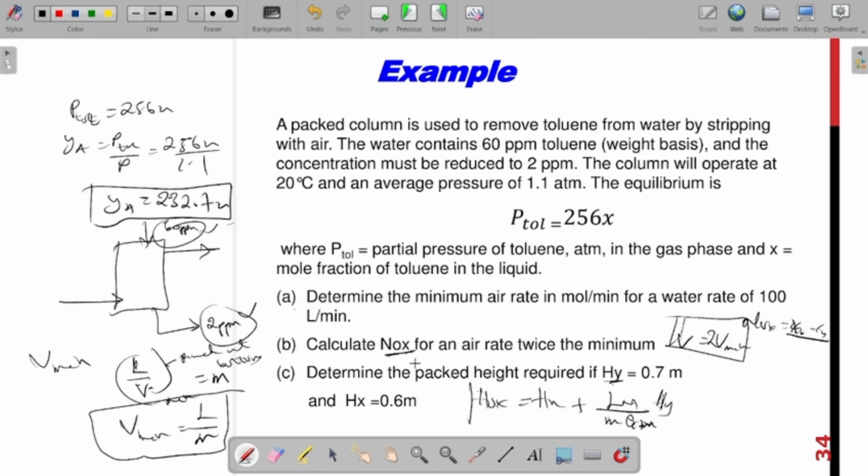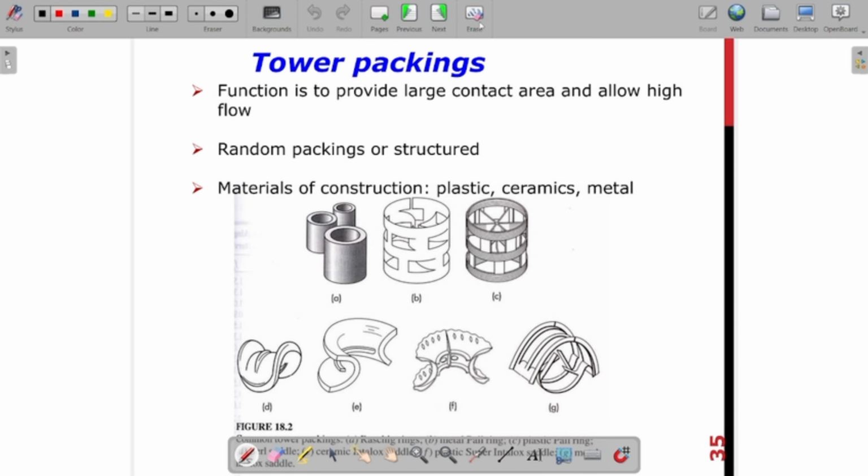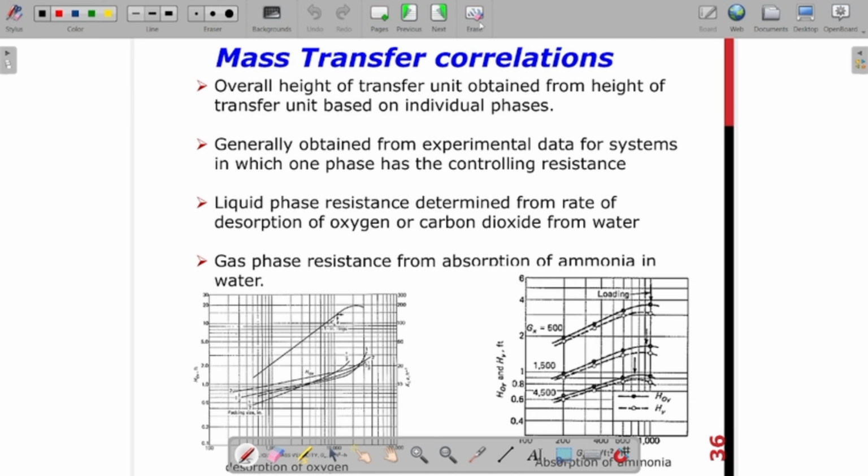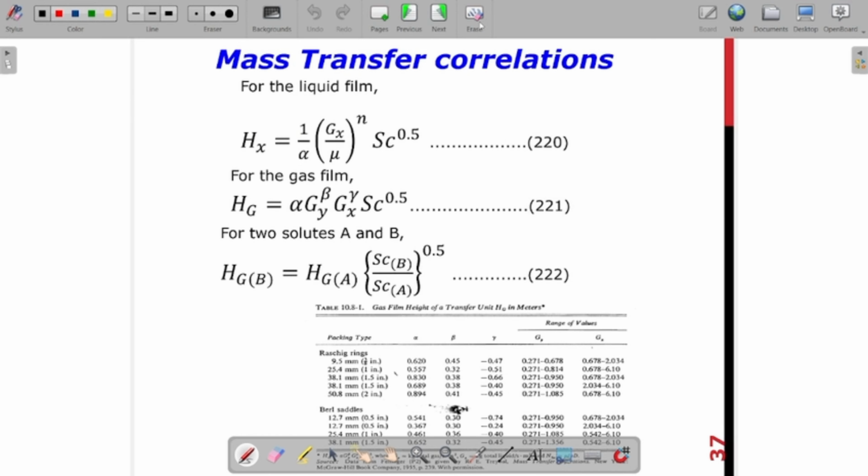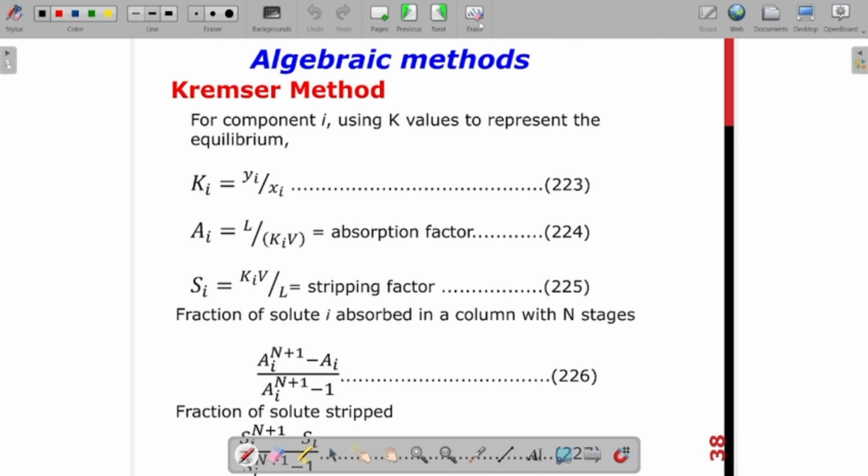So you can actually, since you have NOx over here, just find HOX and multiply, right? So if you multiply, it becomes very easy for you to do, right? So, yeah, it becomes very fast to do. Then these are tower packings that you can read on, and correlations. There are some correlations that are sometimes used if you don't use graphs, right?